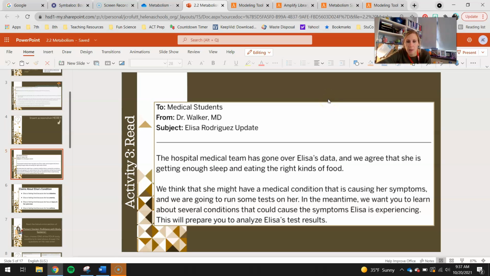The hospital medical team has gone over Elisa's data, and we agree that she is getting enough sleep and eating the right kinds of food. We think that she might have a medical condition that is causing her symptoms, and we are going to run some tests on her. In the meantime, we want you to learn about several conditions that could cause these symptoms Elisa is experiencing. This will prepare you to analyze Elisa's test results.